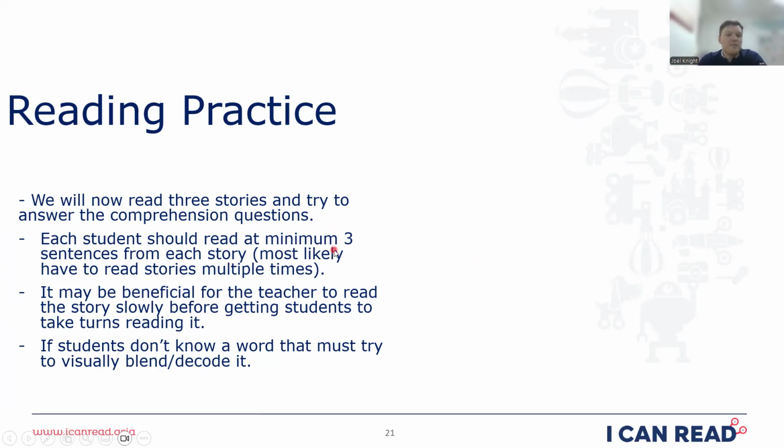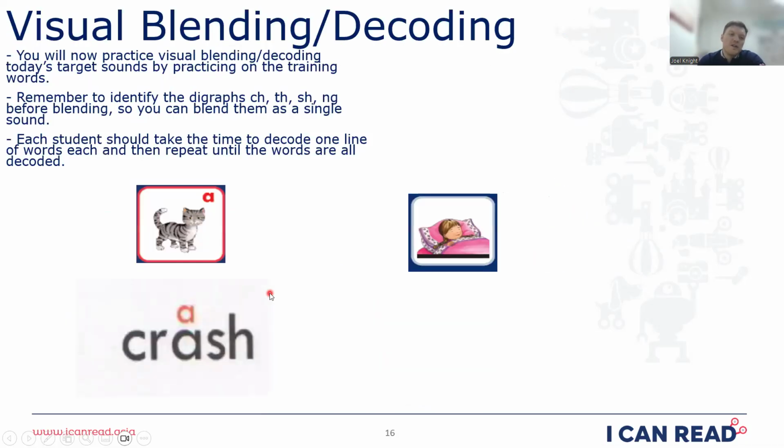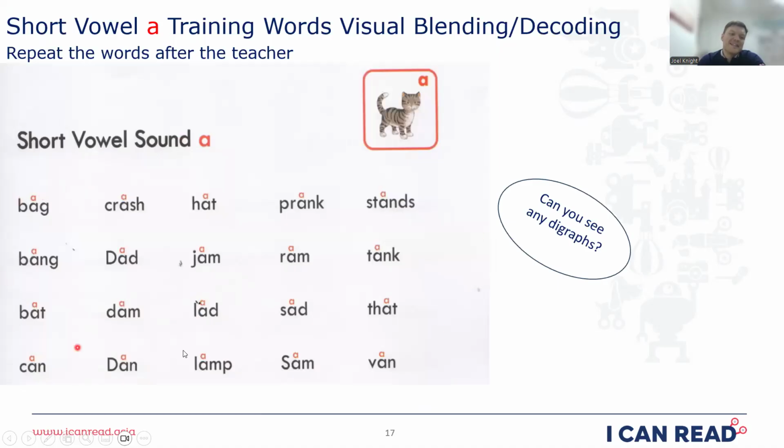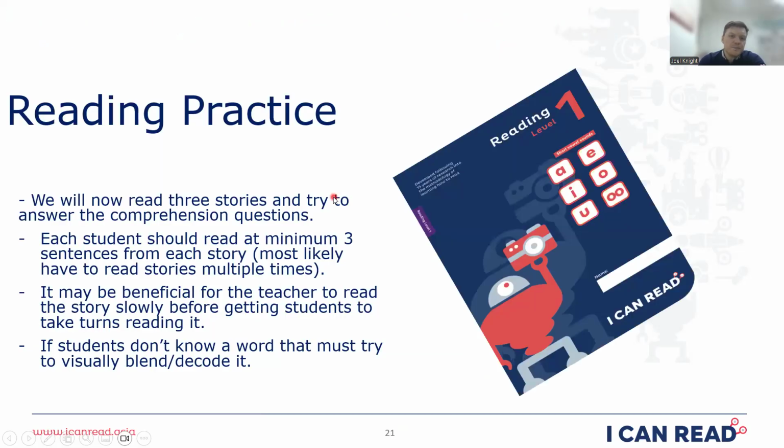It can be more, it can be less. It often means you have to read a story multiple times, but that's okay. If a student doesn't know a word, get them to slow down, get them to blend the word. Most of the words come from these training words here, so they should be exposed to them already from you practicing blending them as a class.